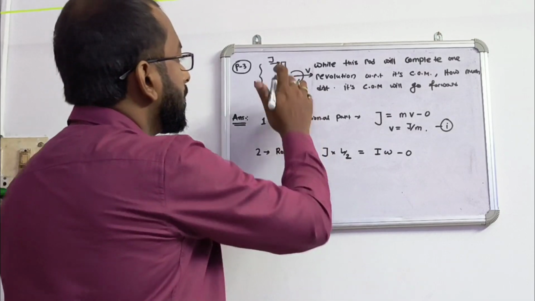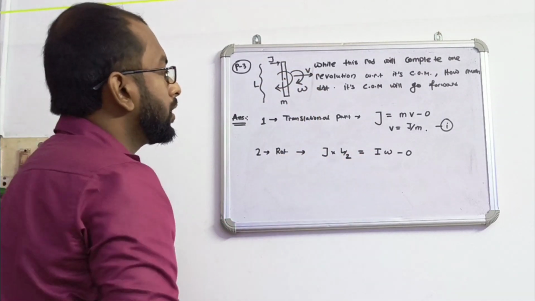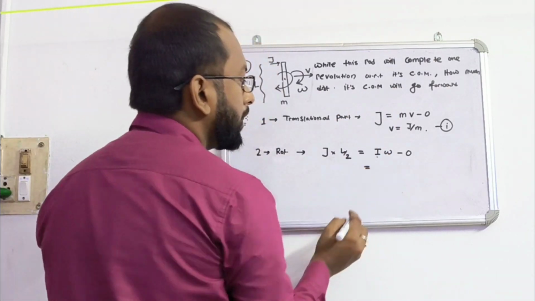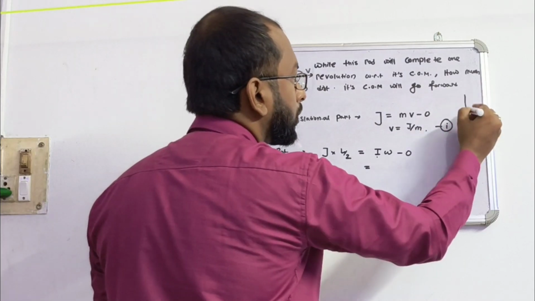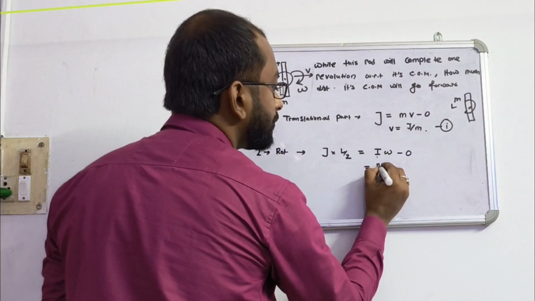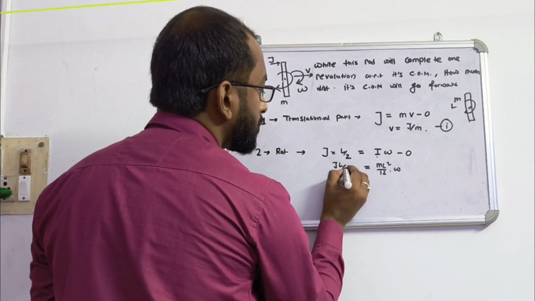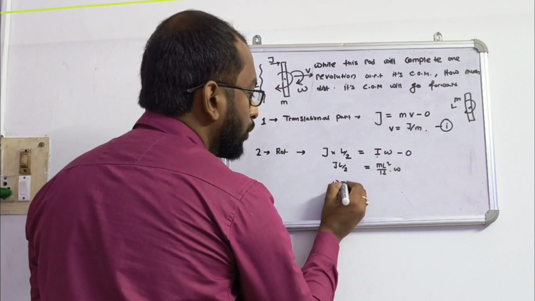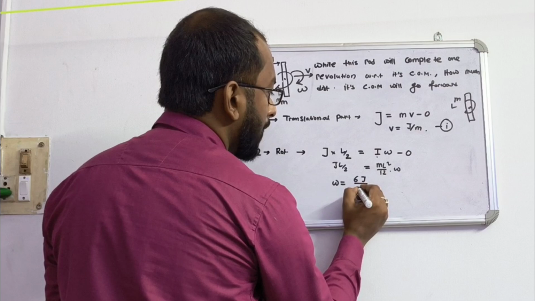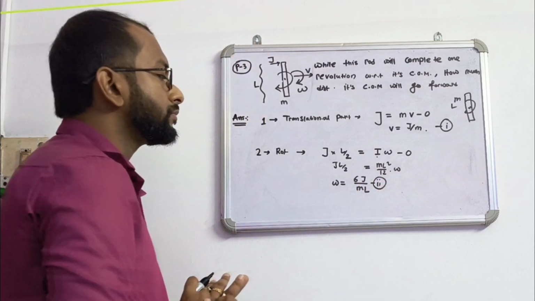Now what is this I? It is rotating like this with respect to the center of mass, so I will be the moment of inertia with respect to the center of mass. What is the value of I about the middle point of a rod of mass m and length L? M L square by 12. So M L square by 12 into omega is going to be J into L by 2. So we can find the value of omega: 6J by mL. That is the second equation.